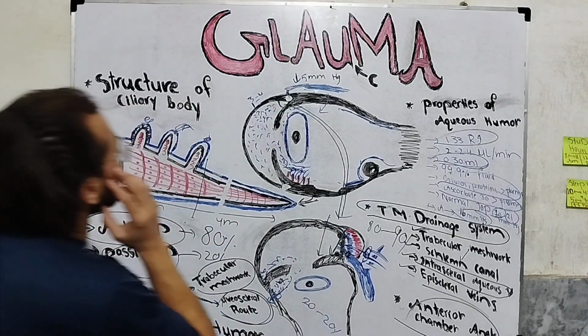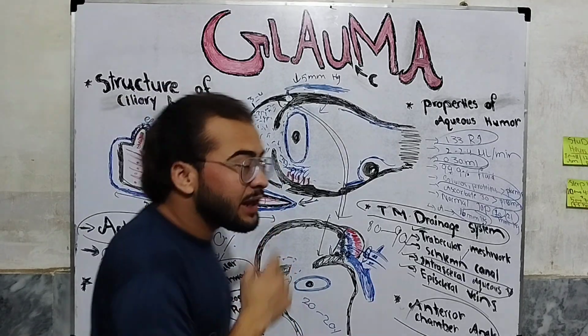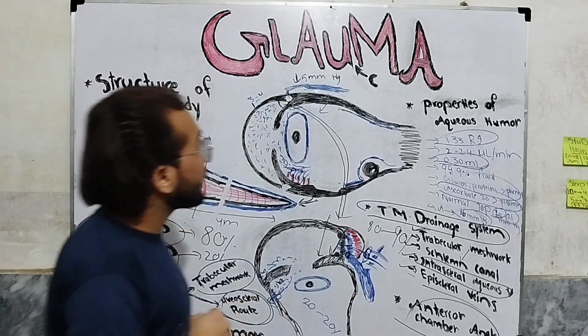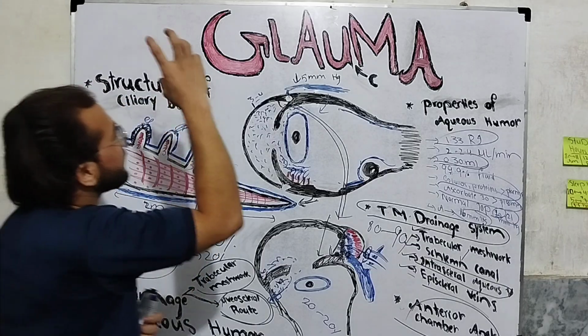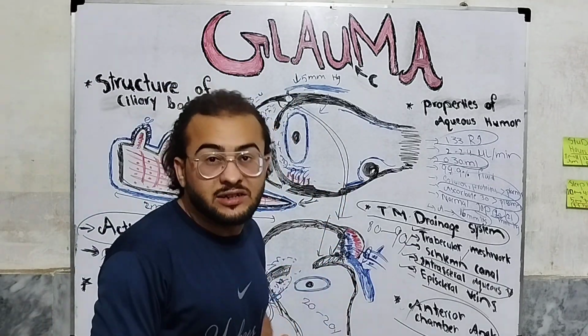So this was about the structure, the mechanism of production, and the drainage of the aqueous humor. Next, we will discuss glaucoma, its types and subtypes in great detail, okay.